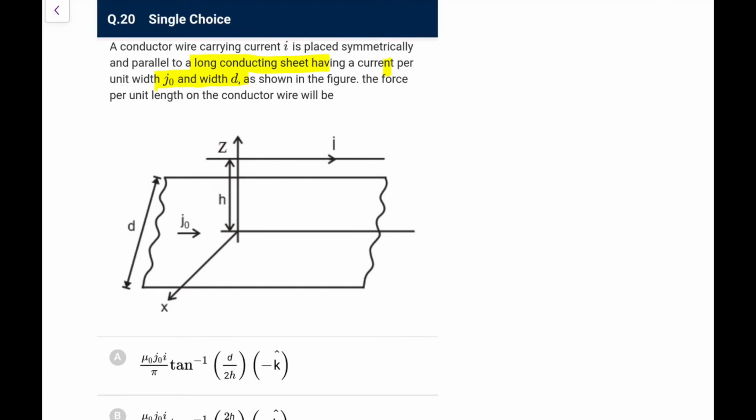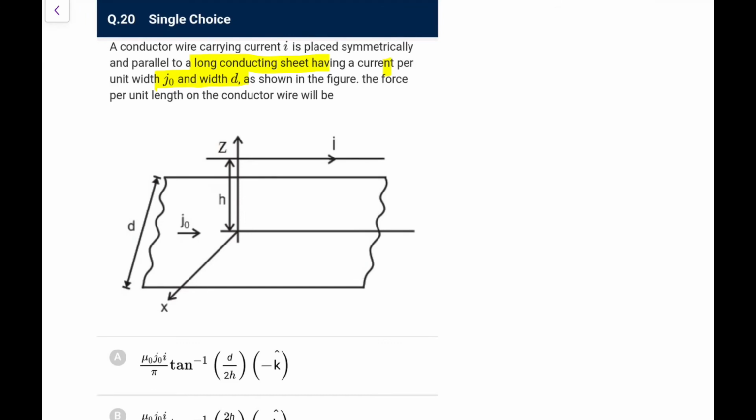The force per unit length on the conducting wire will be, okay, so this is a nice one. A wire is placed parallel to a long conducting sheet having a current per unit width J0 and width D. So it is long but the width is limited. So what would be the force per unit length?